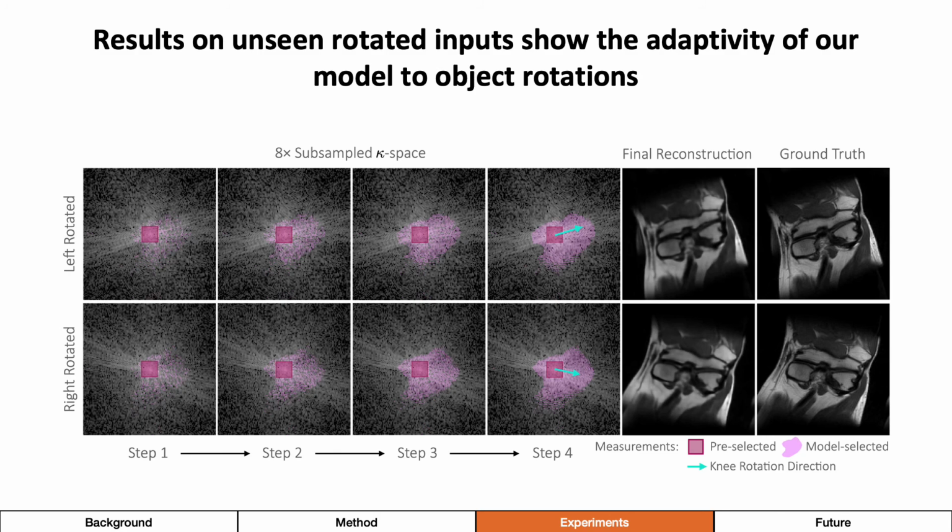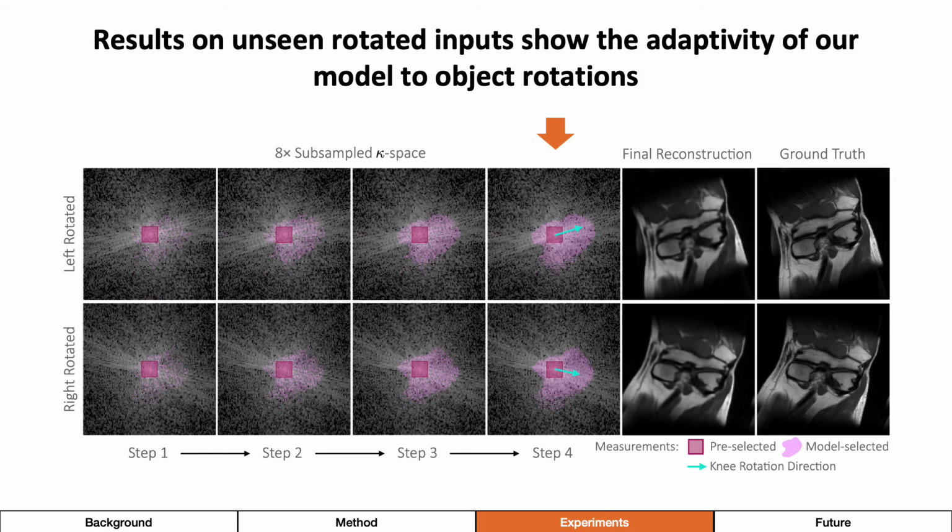To understand the improvements better, we visualize our trained model's behavior with different inputs. Here, we show the full acquisition process and final reconstruction of our 4-step sequential model with left and right rotating knee images as inputs. The pink areas are the selected measurements. We can see from the 4th column from the left that our model is aware of the input rotation and can sample measurements accordingly. Note that our model is not trained with any rotating images, but still learns to adapt to rotations.